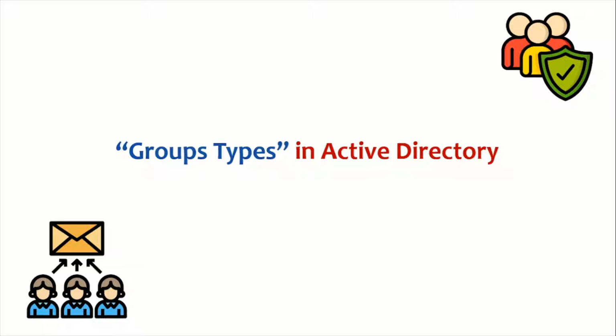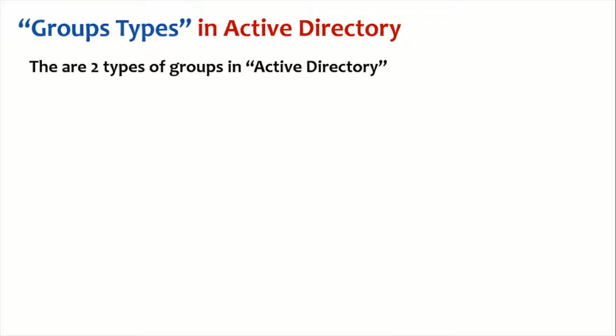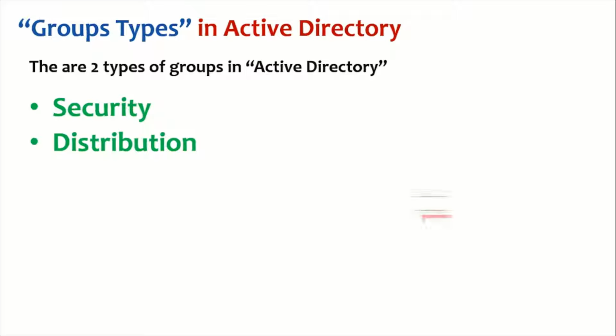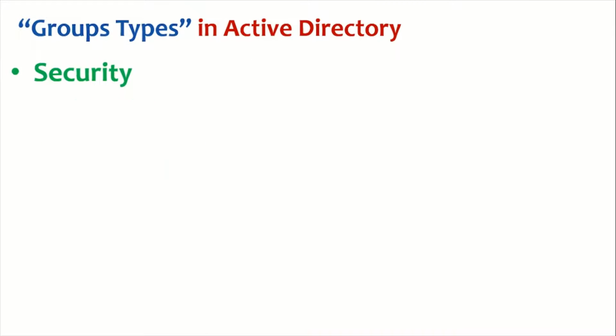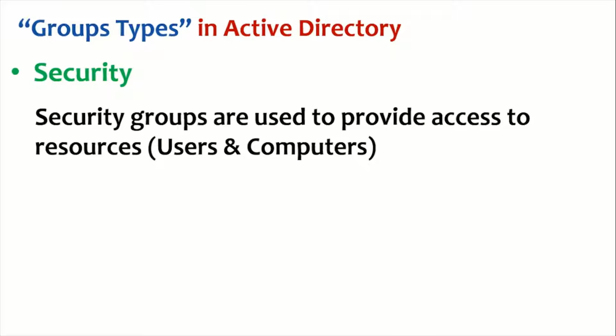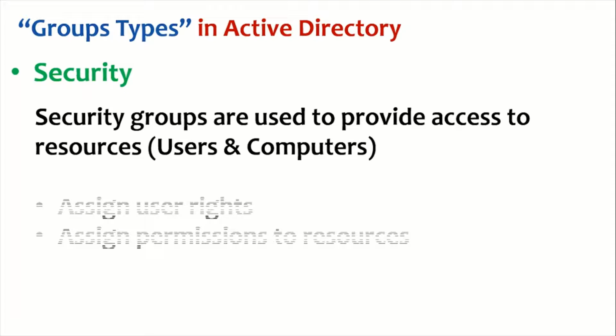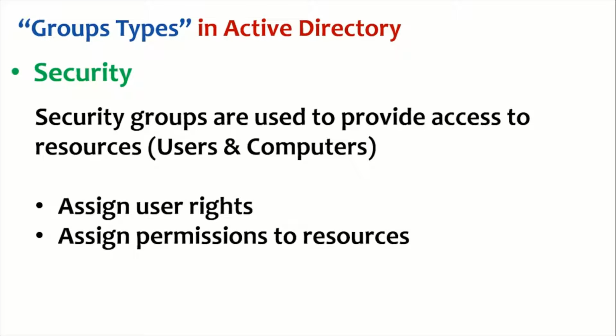Now let us look at the group types in Active Directory. There are two types of groups in Active Directory, namely security group and distribution group. So this is the picture. We have two types, security group and distribution group. Security groups are used to provide access to resources. The main purpose is to assign user rights and assign permissions to resources. This is the main purpose of a security group.